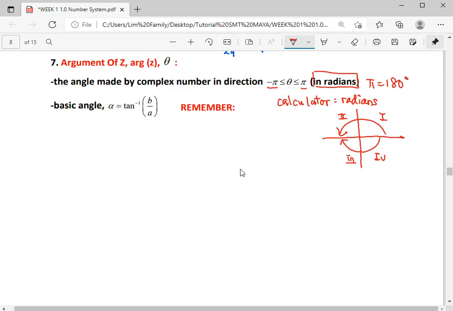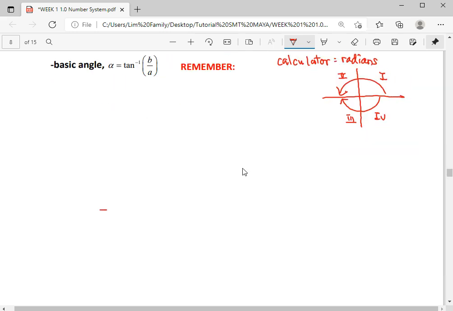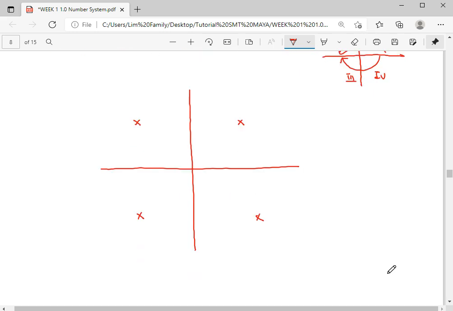So after we look at our argand diagram, we know our position. Okay, I make it big. This is our argand diagram where our complex number might be in quadrant 1, might be located in quadrant 2, quadrant 3, or quadrant 4, just like the example we did just now. So we must see how the angle rotates for quadrant 1, 2, 3, 4.